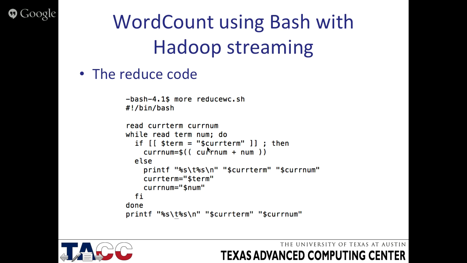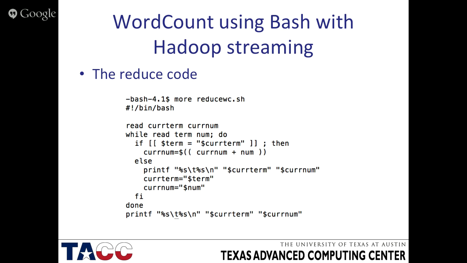That's what the code does. It reads the terms. If the term is the one you are currently counting, it just keeps counting for that term until the term changes, meaning you are moving to a different key. As a result, you just output the key and then your count as the output. So this is a reduce code implemented in Bash.